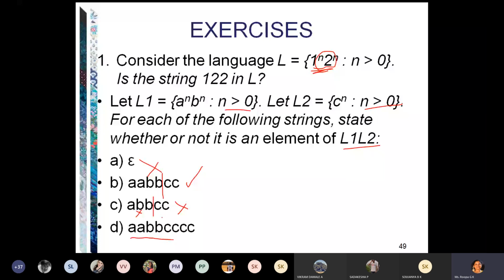But this one, understand properly. Yes, because AABB is one part, L1. L1 should contain an equal number of A's and B's. It is concatenated with the language L2. So L2 can have 1C, 2C, 3C, 4C, etc. So 4 C's are concatenated, so that is fine. So this is belonging to the language. Okay, understood? Next problem is there.